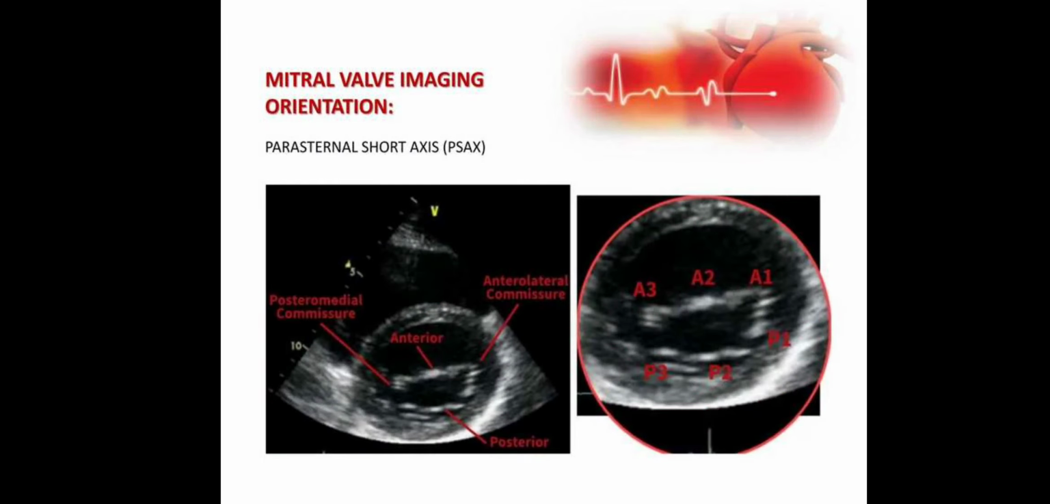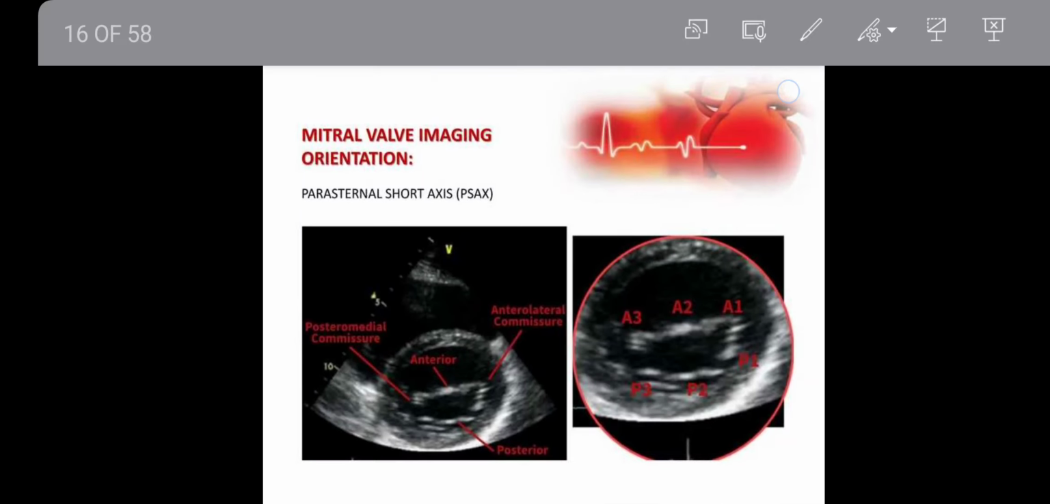Look, this is the A3, A2 and A1. A1 is lateral, A2 is central, A3 is medial, and P1, P2, P3. These are the mitral valve leaflets A3, A2, A1 and P3, P2, P1 seen in the parasternal short axis. Understood? And this is the posteromedial commissure, and this is the anterolateral commissure. This is the posterior and this is the anterior part.